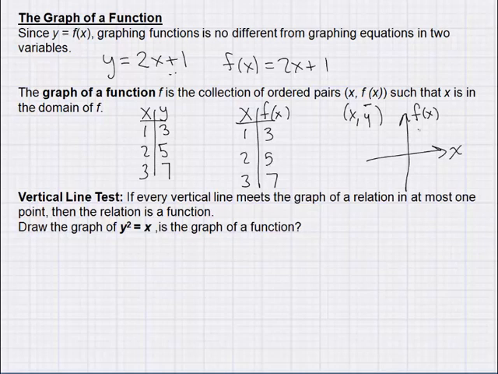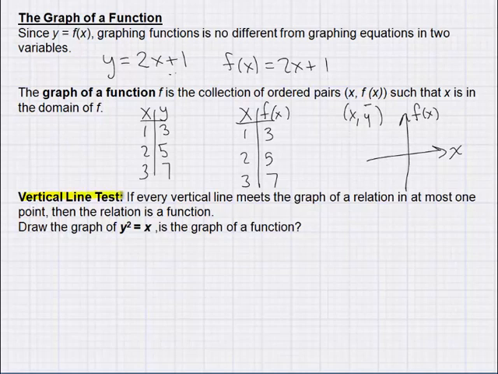Now, we'll talk more about that later. Right now, what we need to do is, if I give you a graph, can you tell me whether or not that graph represents a function? Does that graph follow the definitions of functions? So, does every x get matched to exactly one y? Well, there's something we can do called the vertical line test.